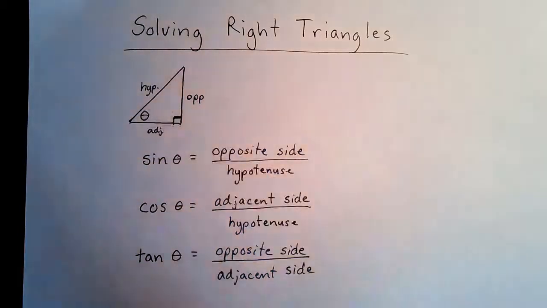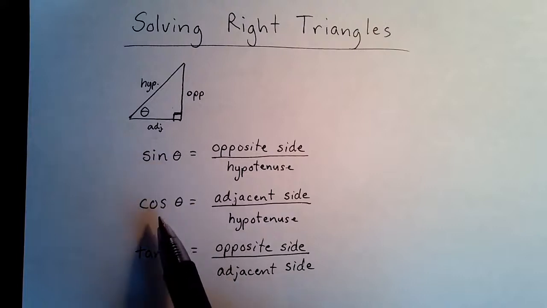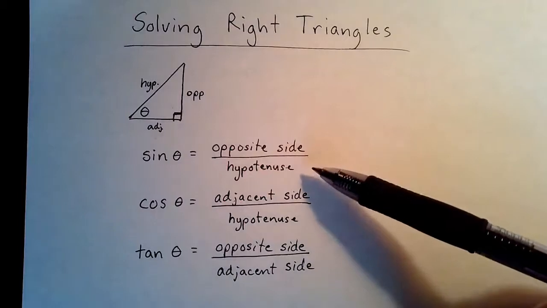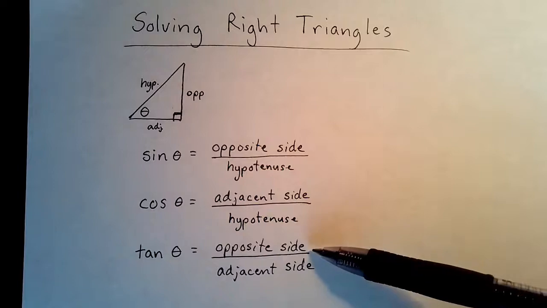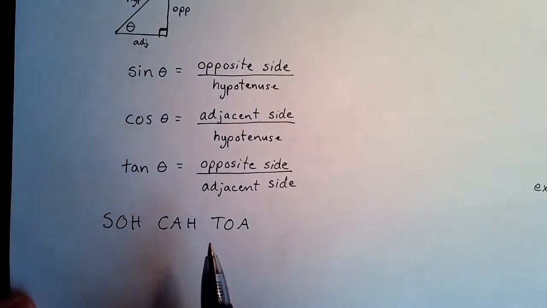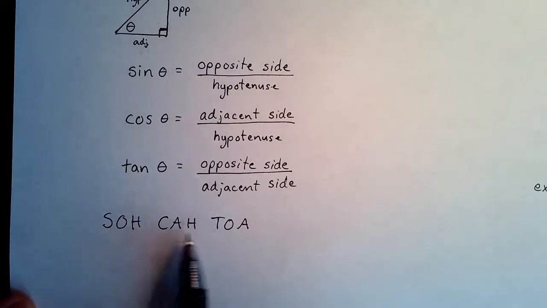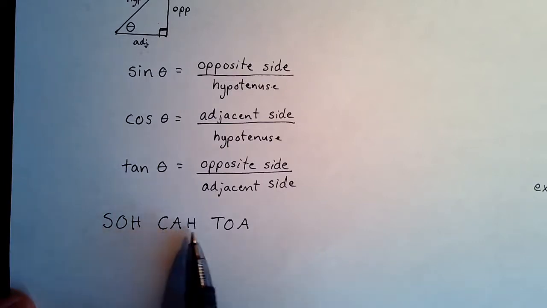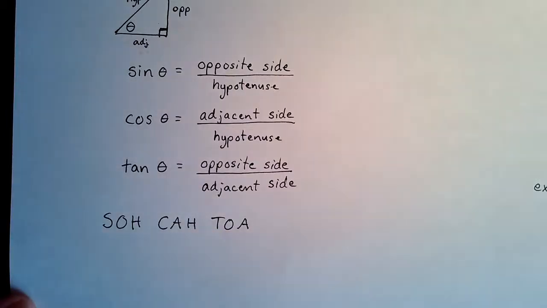Okay. So we've already talked about in class, we've got the sine ratio, the cosine ratio, and the tangent ratio. So the sine is the opposite side over the hypotenuse, the cosine is the adjacent side over the hypotenuse, and the tangent is the opposite side over the adjacent side. Okay, and also in class we talked about using the mnemonic SOHCAHTOA. This means the sine is the opposite over the hypotenuse, the cosine is the adjacent over the hypotenuse, and the tangent is the opposite over the adjacent.